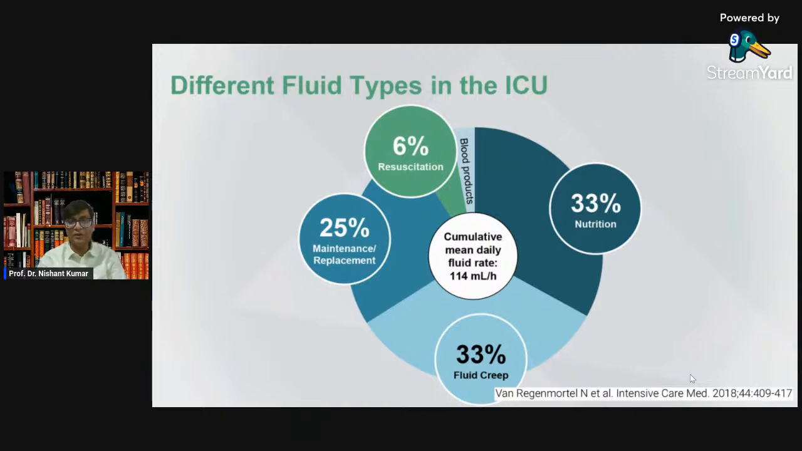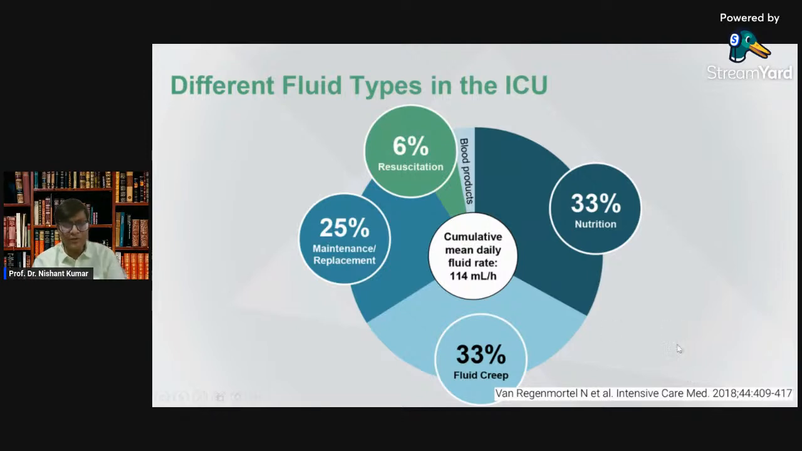Now, this is just a pie chart describing the different fluid types in the ICU and for what indication we are using them. As you can see, 33% is nutrition, that is what the fluids are used for. 6% for resuscitation, 25% for maintenance or replacement, blood products as and when required, that is mainly your losses. The mean cumulative daily fluid rate according to Western standards has been calculated as 114 ml per hour, so that is roughly 2 ml per kg per hour for a 50 to 60 kg patient.